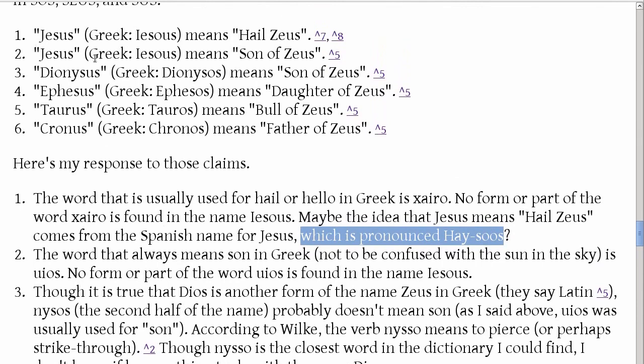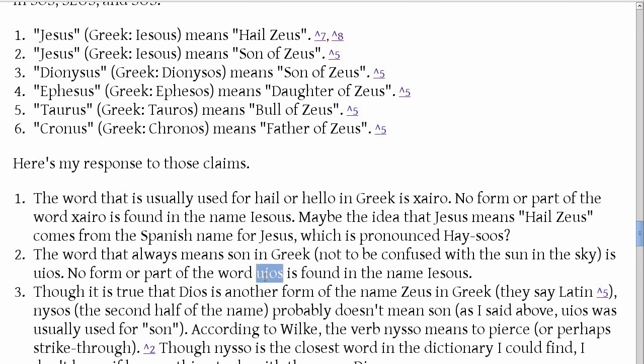2, which is to this, Jesus means son of Zeus. The word that always means son in Greek, not to be confused with the sun in the sky, is ZEUS. No form or part of the word ZEUS is found in the name Iesius. Now, you might notice ZEUS sounds sort of similar to Iesius, but it's completely different. The U sound comes from 2 letters, upsilon iota. The E sound in Iesius comes from 1 letter, iota only.